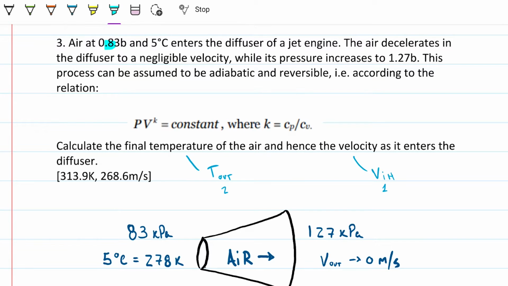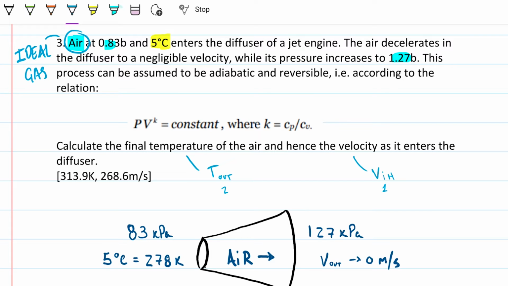Well, we have the pressure in bar. So this is the same thing as 83 kilopascals, and over here 127 kilopascals. We have the temperature in Celsius, so we want to convert this into Kelvin because we're dealing with air, and I shouldn't have skipped this, but this is also relevant because air can be approximated to an ideal gas. So it's relevant that it's 5 degrees Celsius because we're going to convert that to 278 Kelvin so that we can use the ideal gas relationships.